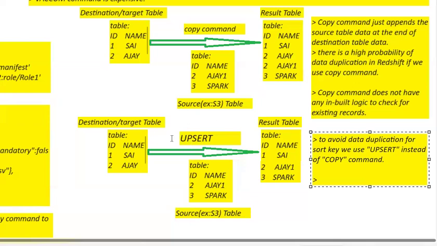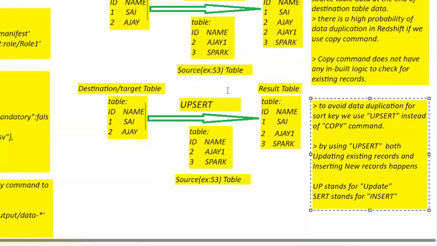So when do we use this UPSERT? To avoid data duplication for sort keys. Here you can consider ID as the sort key. To avoid data duplication for this, we use UPSERT instead of the copy command. So what does UPSERT do? It will update as well as insert new records.